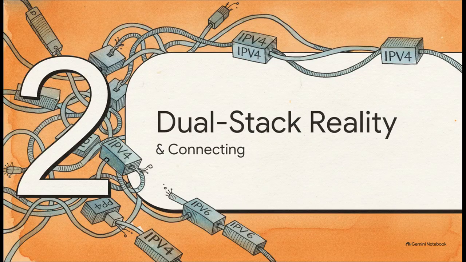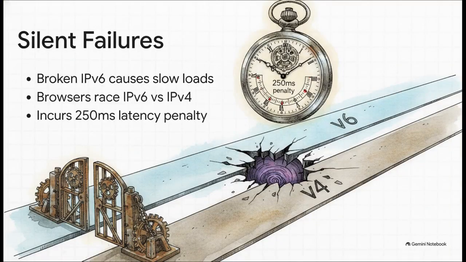Moving right along to Section 2, the dual-stack reality and connecting. Okay, this right here is crucial to understand. In a dual-stack setup, a broken IPv6 path might actually hide behind a perfectly working IPv4 network. When IPv6 fails, you almost never get a clean, obvious connection error. Instead, browsers use a clever mechanism called happy eyeballs. Basically, they prefer IPv6, they try it first, and if it hangs, they race it against IPv4 after a tiny delay.